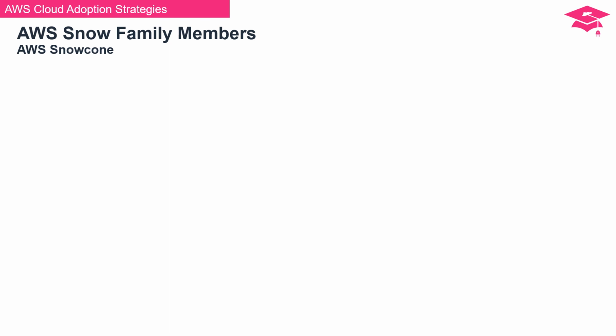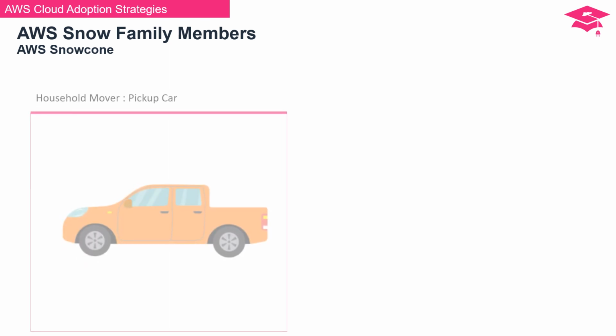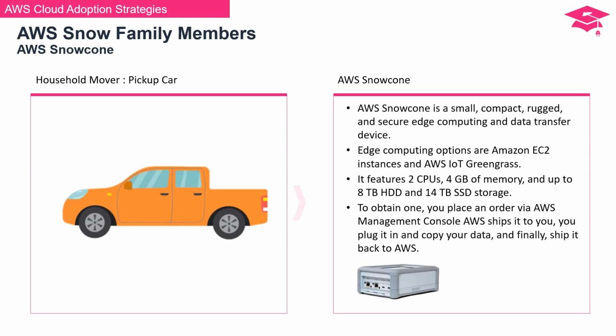Let's introduce the first member of the AWS Snow family, AWS Snow Cone. AWS Snow Cone is small, compact, rugged, and designed for secure edge computing and data transfer. This little powerhouse offers edge computing options with Amazon EC2 instances and AWS IoT Greengrass. With 2 CPUs, 4 GB of memory, and storage options of up to 8 TB HDD and 14 TB SSD, it's ready to tackle your data transportation needs.